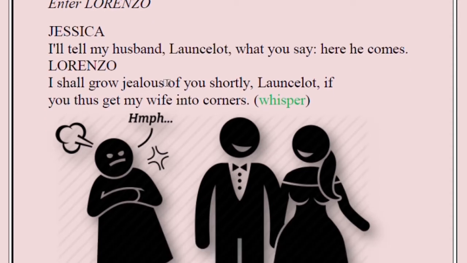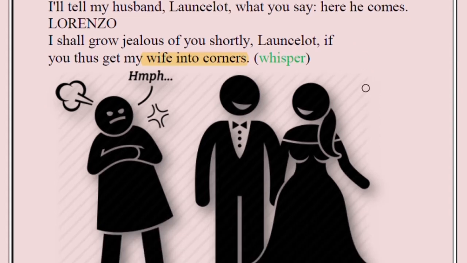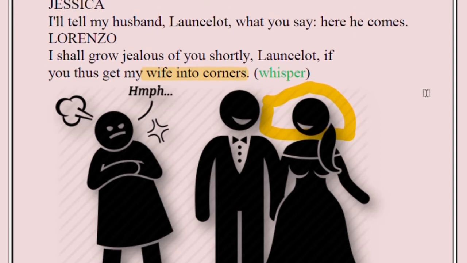Lorenzo: I shall grow jealous of you shortly, Launcelot, if you thus get my wife into corners. So Lorenzo enters and sees what? That this Launcelot and Jessica were talking to each other in a corner. So Lorenzo is in a humorous mood, just to make fun of it. Lorenzo says that you are constantly talking with my wife, gossiping and whispering to her, and I'm feeling jealous.